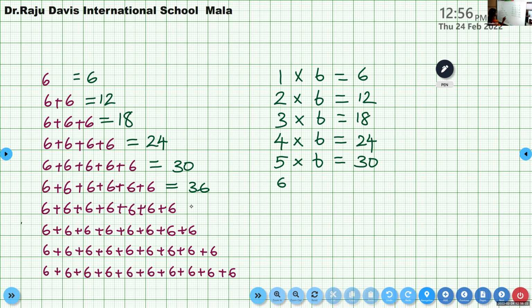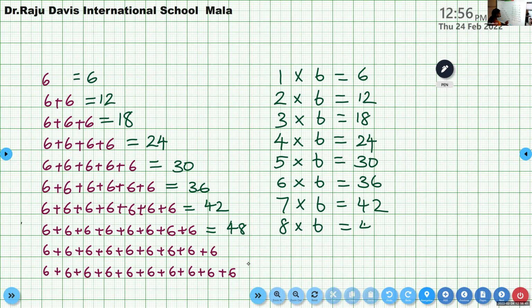Now 7 times 6, it will come 42. So 7 into 6 is equal to 42. Now 8 times 6 is equal to 48. So 8 into 6 is equal to 48. 9 times 6 is equal to 54. So 9 into 6 is equal to 54. Now 10 times 6, that is equal to 60. So 10 into 6 is equal to 60.